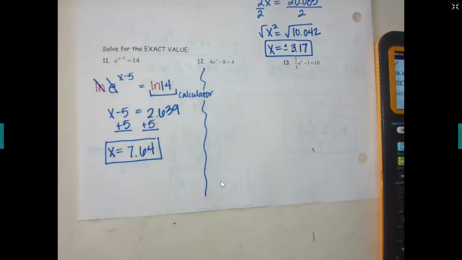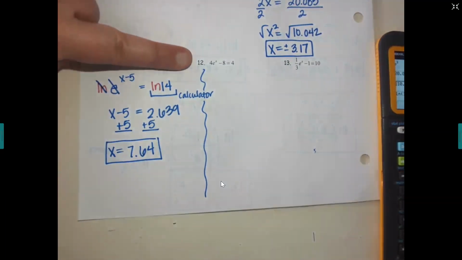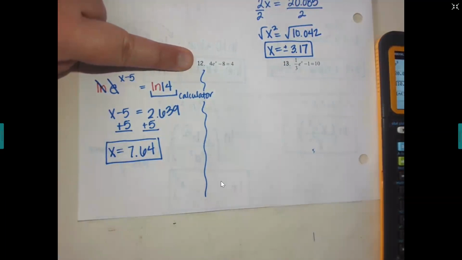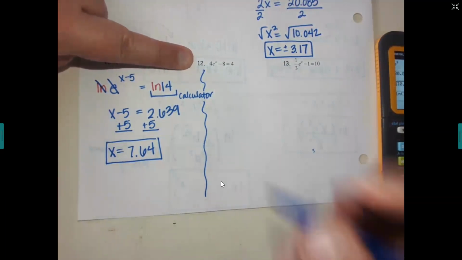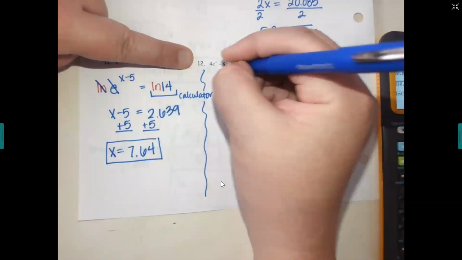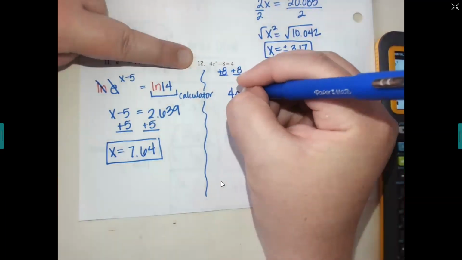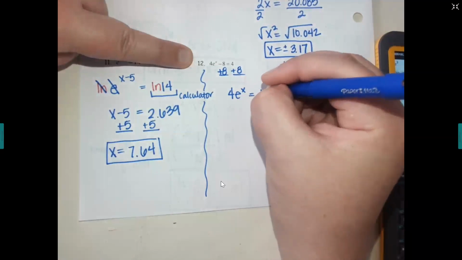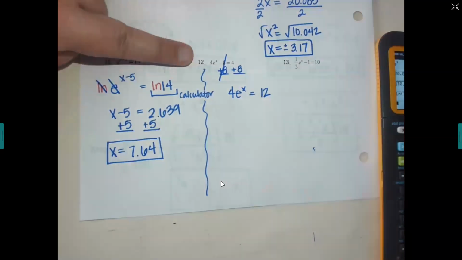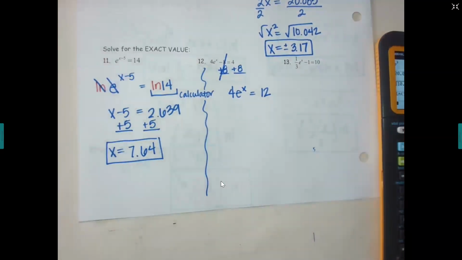Okay, take a look at the next one. What should I get rid of first? I do need to get rid of the 4, but what should I get rid of first? Oh, hold on. This one, yeah. The 8. If it's a minus 8, how do I get rid of it? Okay, what is 4 plus 8 added across? So 4e to the x equals 12. Okay, so get rid of your add or subtract first.